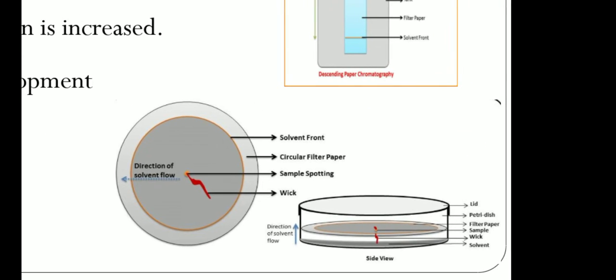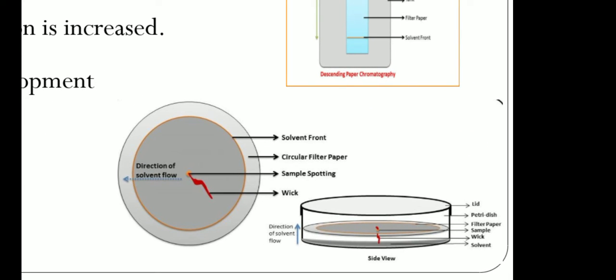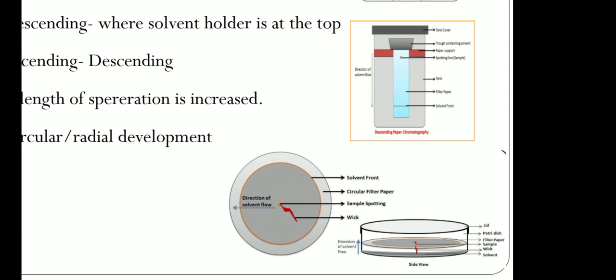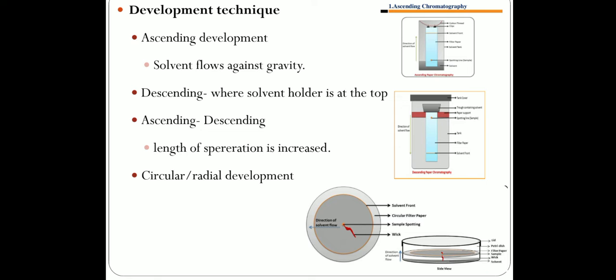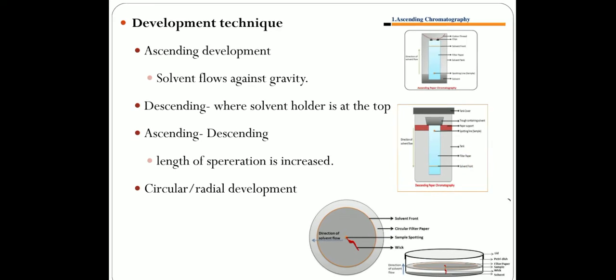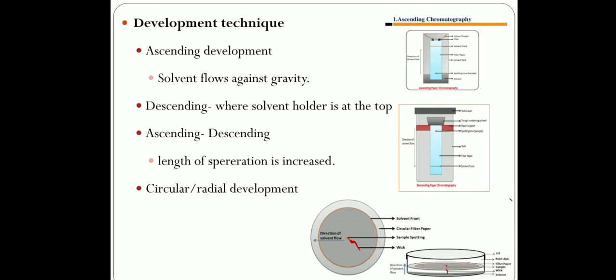Through the wick the solvent enters the paper and spreads in all directions uniformly, and the separation also takes place in a circular motion. That is the circular or radial development technique.